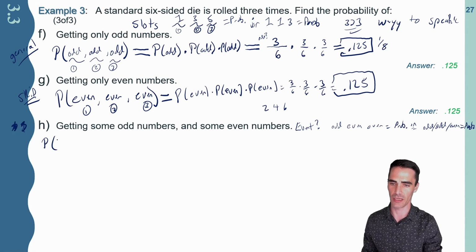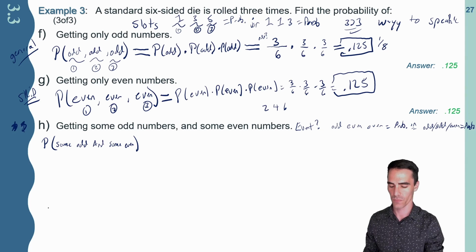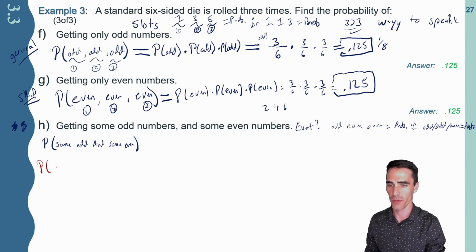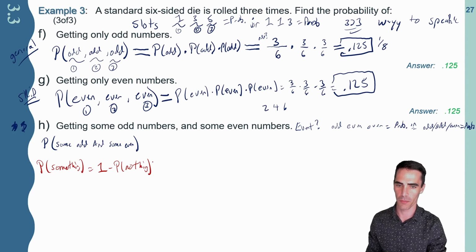Let me first write out the probability. I want to get some odd and some even. There's a very nice trick or formula that we had in the past. So let me write that formula here. It's the probability of doing something is equal to 1 minus the opposite of doing something, the probability of doing nothing. So let me see if I can apply that to this little trick, this little formula that we have over here.